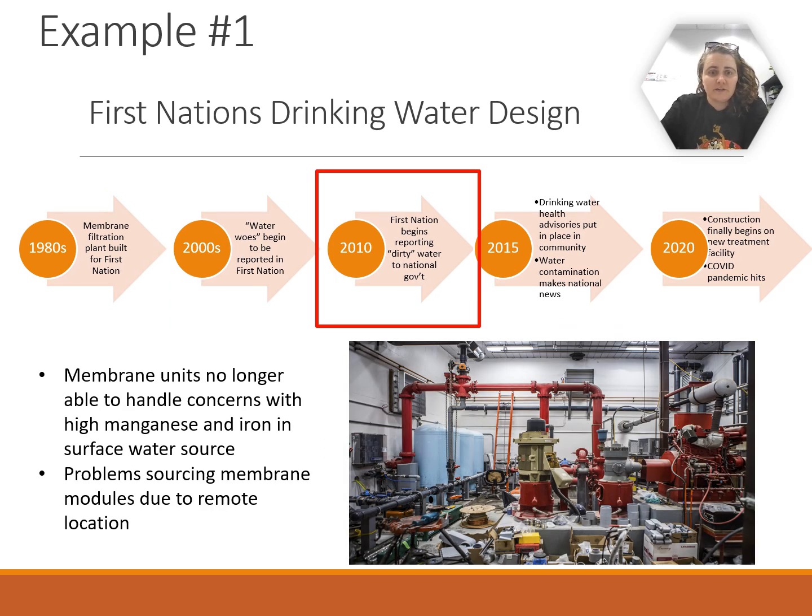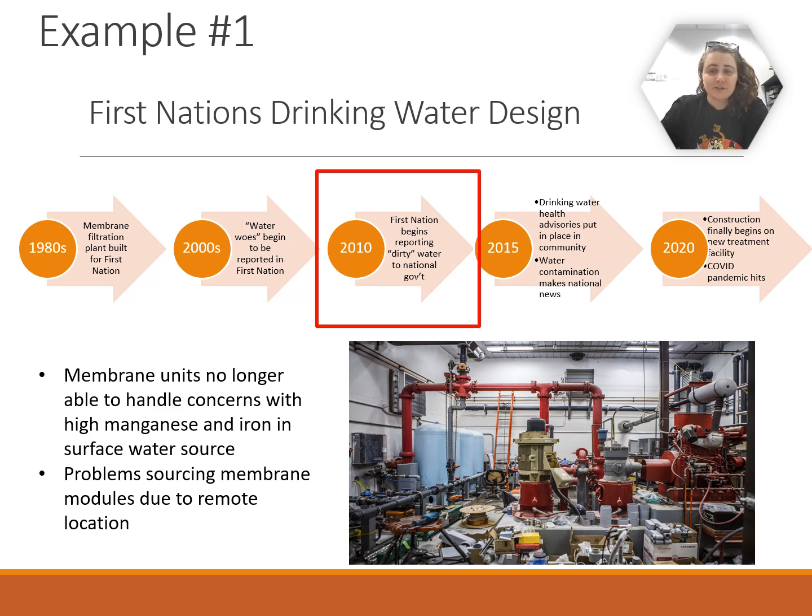So then by 2010, the membrane units are no longer working. They no longer can deal with what has now been identified as high manganese and iron in their source water. There's problems finding those modules and getting them to the locations. This is not an actual picture of the plant, but the plant kind of looked like this on the inside. It was just full of junk. Things weren't working correctly. Pipes don't go where they should. Nothing's labeled correctly. Things are going wrong, right, in terms of the situation.